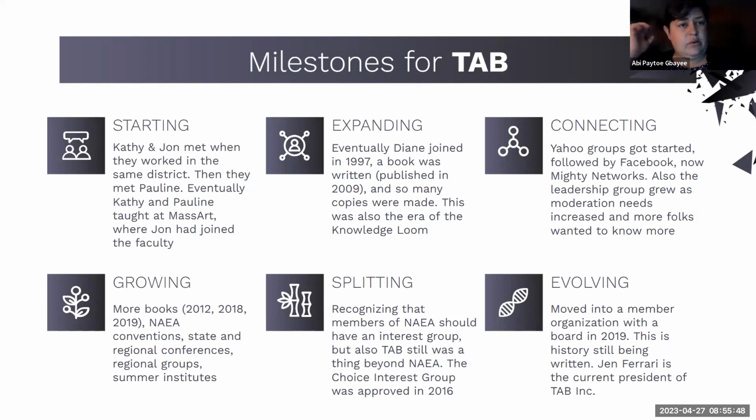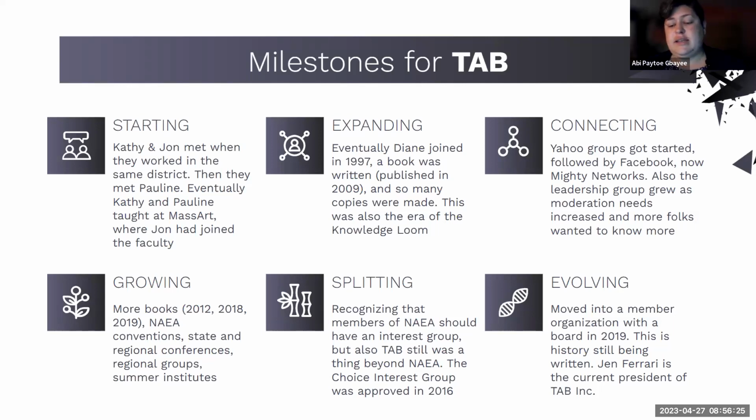And so Mighty Networks is now the social media app that people use, although there are still active people on Facebook. Yahoo Groups is no longer a thing, but it has been archived, and I am one of the 3 people with access to that archive at the moment. As Tab continued to grow, there were more books written, so many conventions for NAEA where Tab was presented, state and regional conferences, regional groups sprouted up, and summer institutes happened at Mass Art, as well as summer gatherings before that.